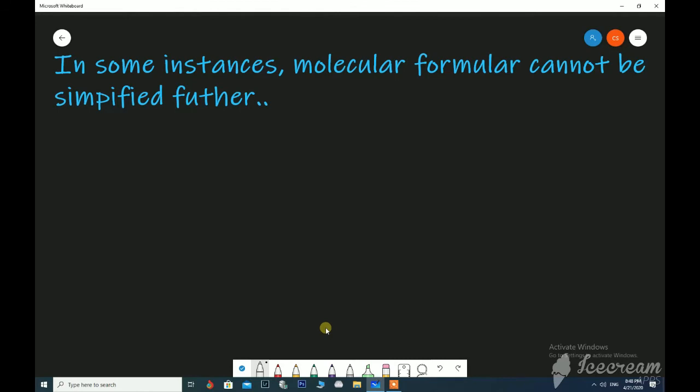This is a special point that we should remember. In some instances, a molecular formula cannot be simplified further. Okay, let's see what it is. Think about carbon dioxide, H2O, NH3.